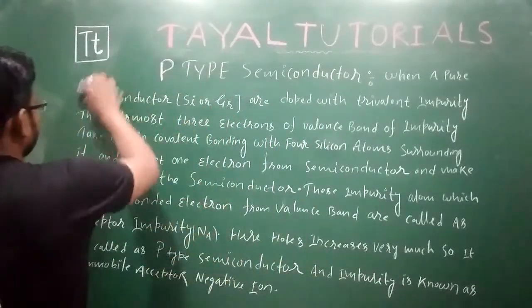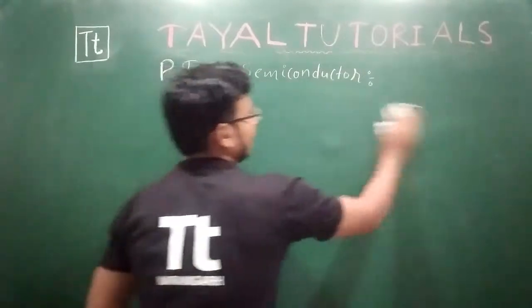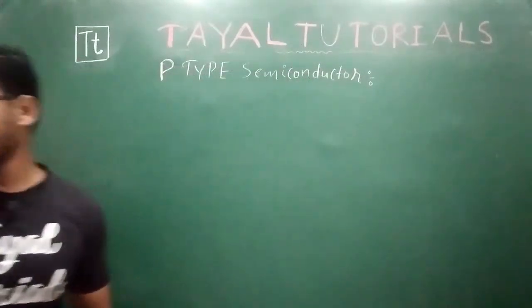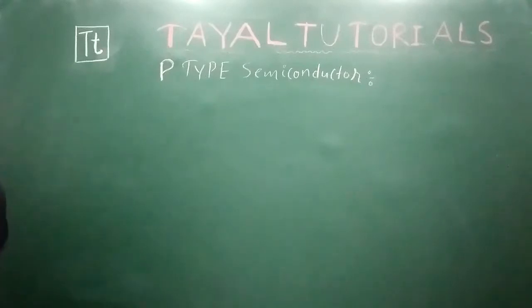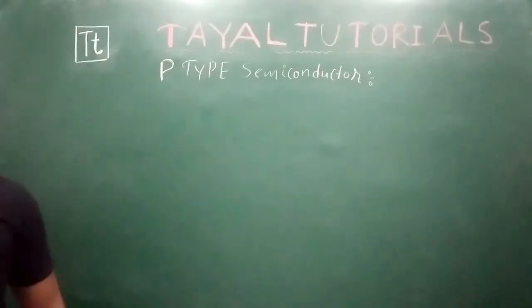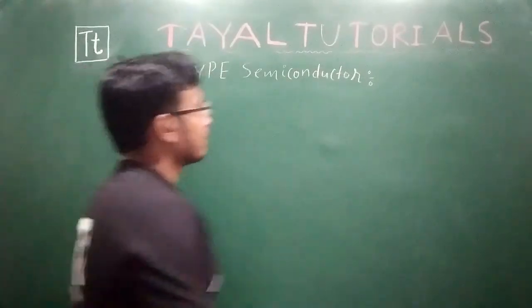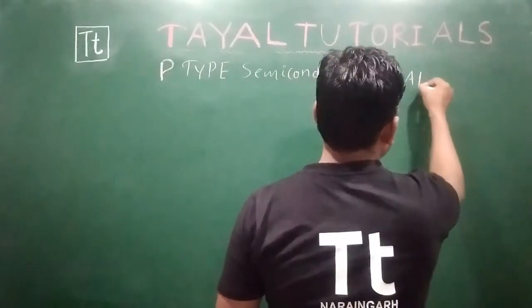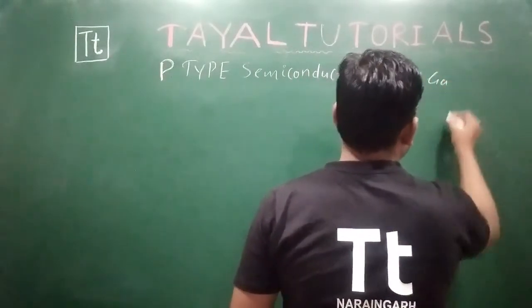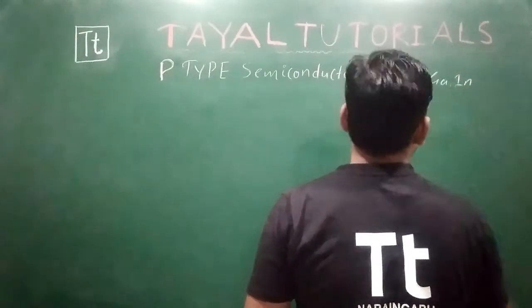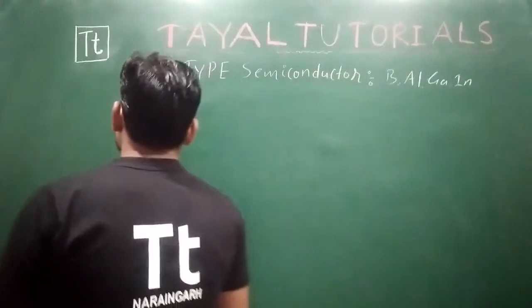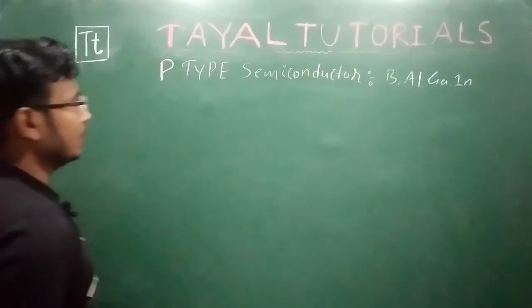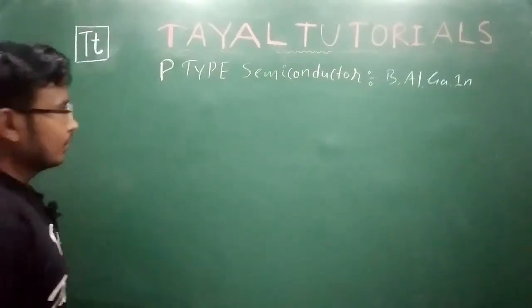Okay, let's see. The p type of semiconductor is formed when we add the trivalent impurity, and the trivalent impurities are boron, aluminium, indium and gallium. Let's see, trivalent impurities, that is B, Al, gallium and indium. Okay, these are the trivalent impurities. Let's draw the crystal and let's see how the hole is getting created.